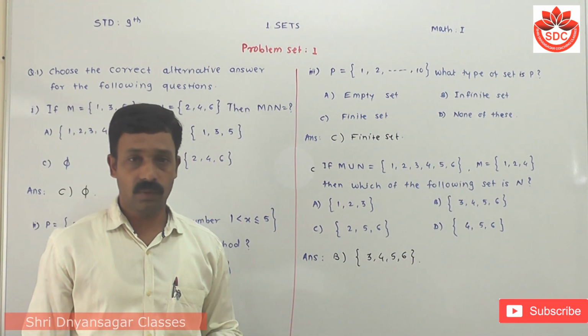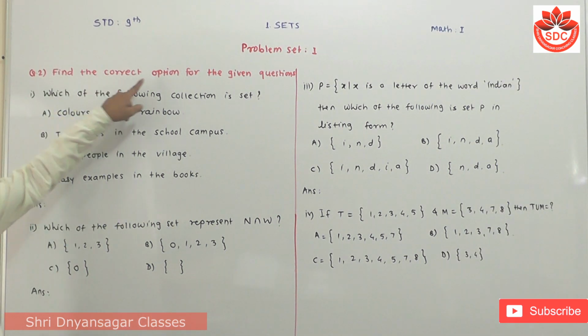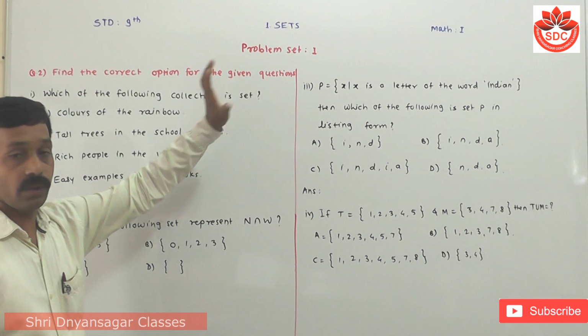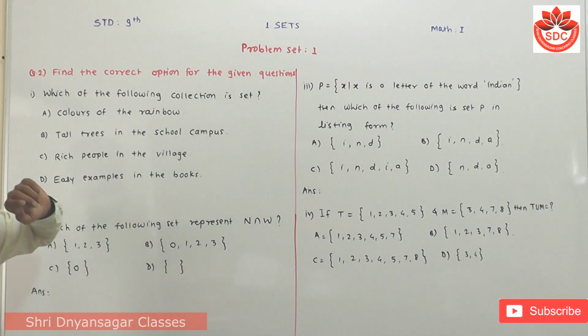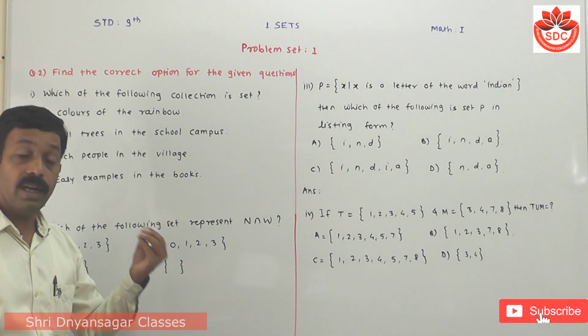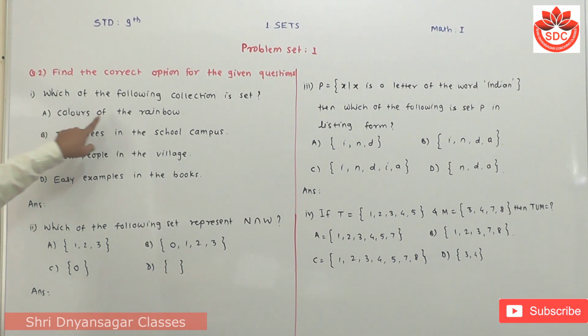Then we see the second question. Let's see question number 2. Find the correct option for the given questions. There are 4 sub questions. Now the first one is, which of the following collections is a set? Now all of you know that a well-defined collection of objects is called a set. Now here is colors of the rainbow.